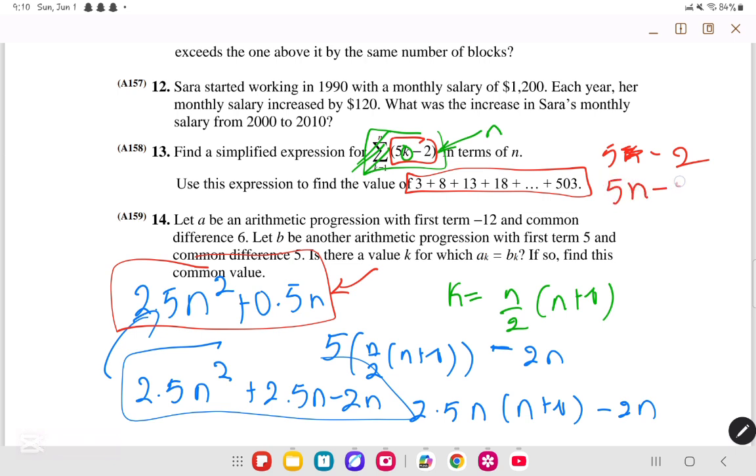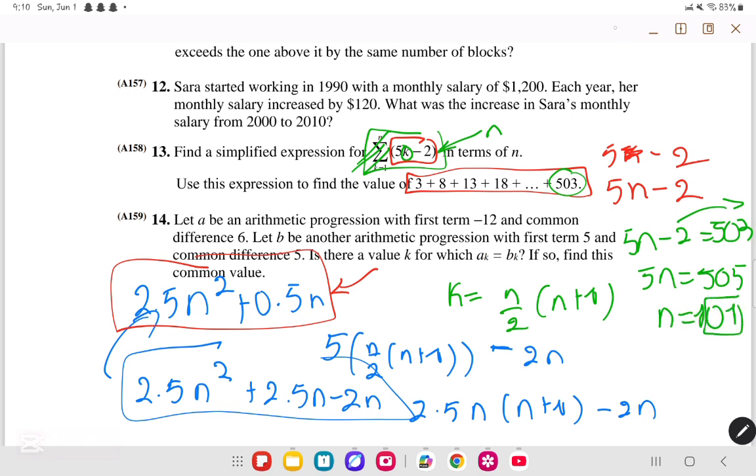So 5n minus 2 is equal to 503. Bring it to the other side. 5n is equal to 505. So n is equal to 101. Now that we have the value of n, we can substitute it in this equation over here. So it's going to be 2.5 times 101 squared plus 0.5 times 101. So put it on your calculator.